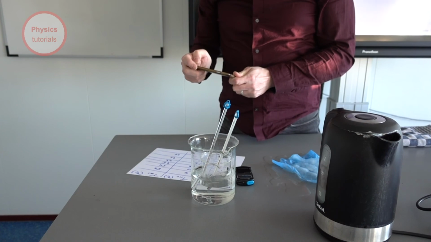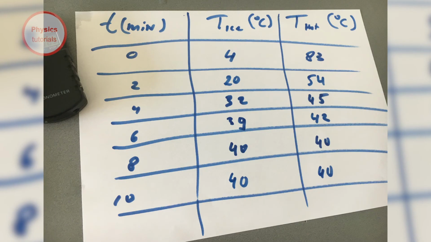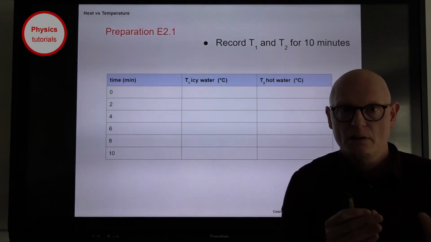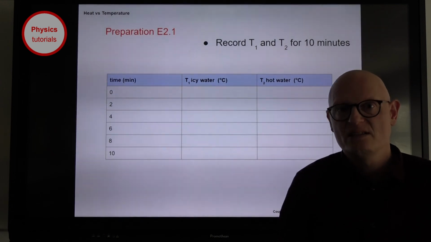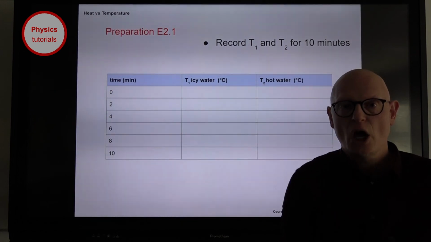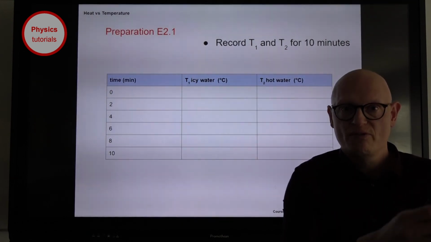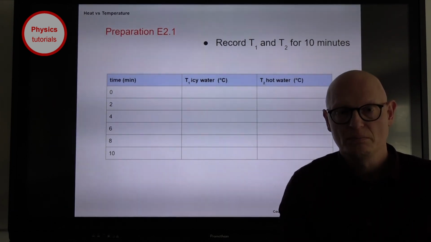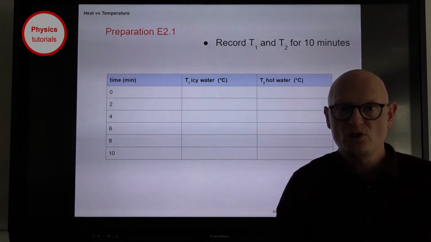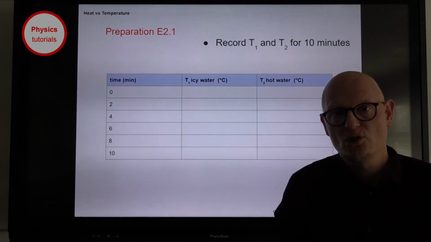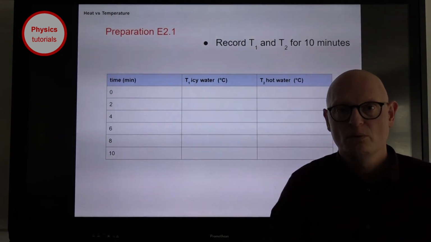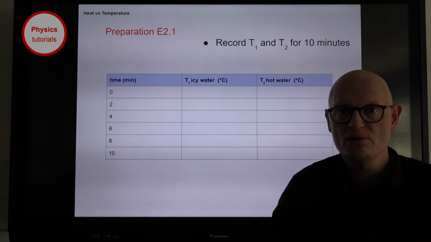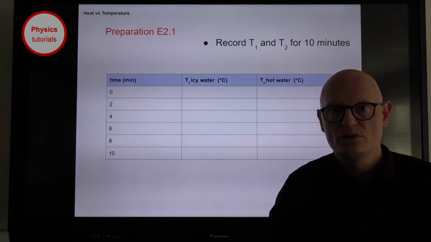This is the result of the experiment. An important conclusion you can draw from this experiment is that heat energy is not exactly the same as temperature. What happened was that heat energy flowed from the hot water to the icy water. And the effect was that the temperature of the hot water dropped and the temperature of the icy water rose. With this, you can answer the questions of the further research, which you can find in your digital reader.